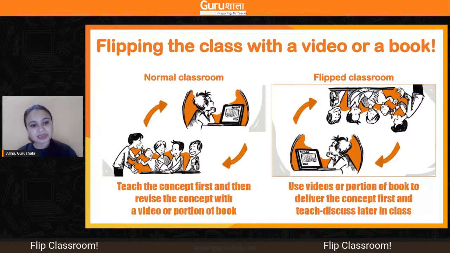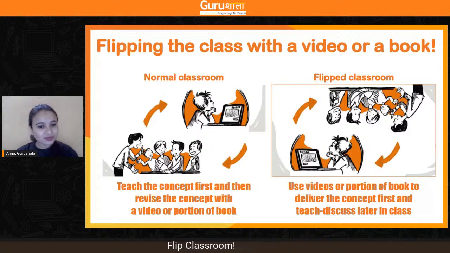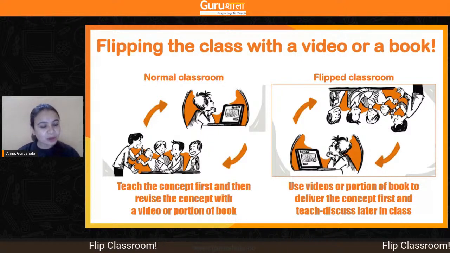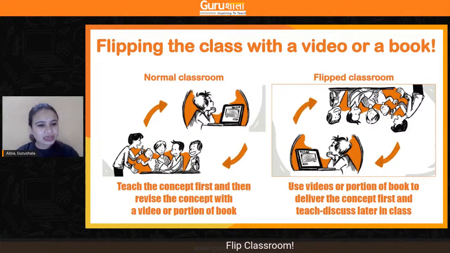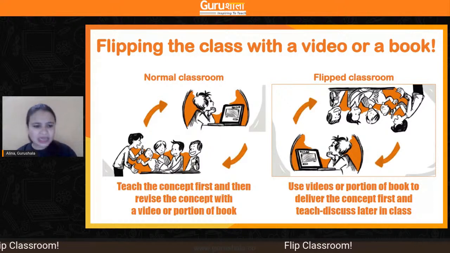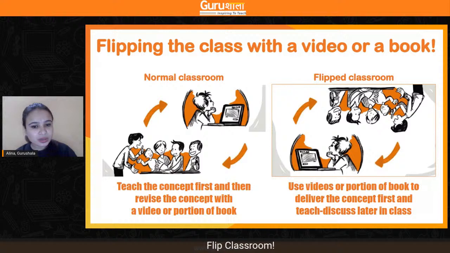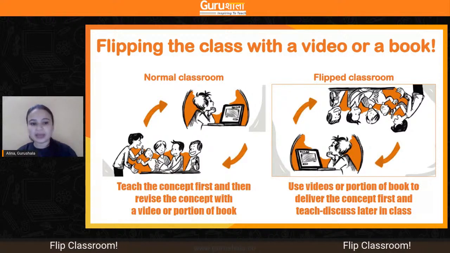But in a flipped classroom, you flip this concept and you do it in the opposite manner. First, you explain the concept, or probably you hook the student by sharing a video or an interactive image with the students. So through a video or an infographic or any such interactive resource, you deliver the concept, and then you teach the concept and discuss about it later with the help of that video.